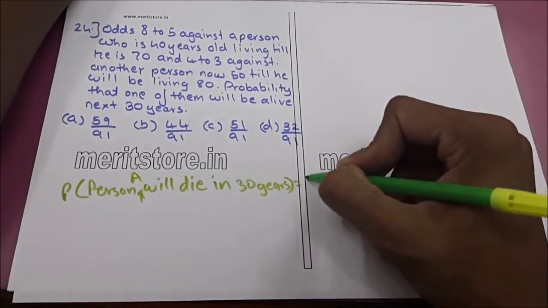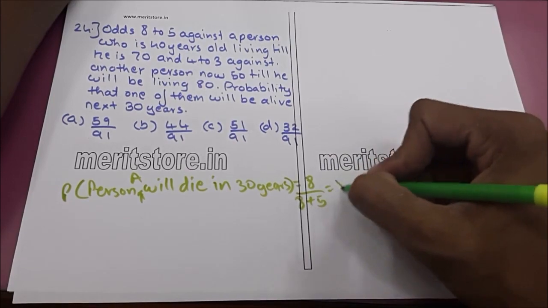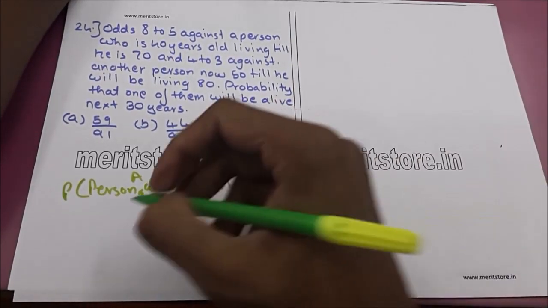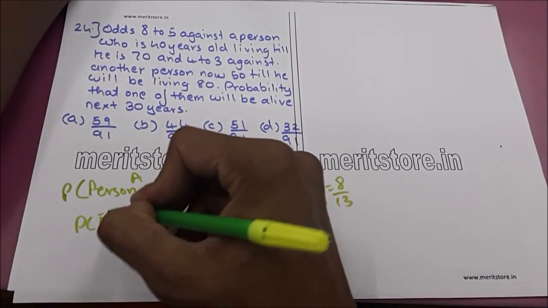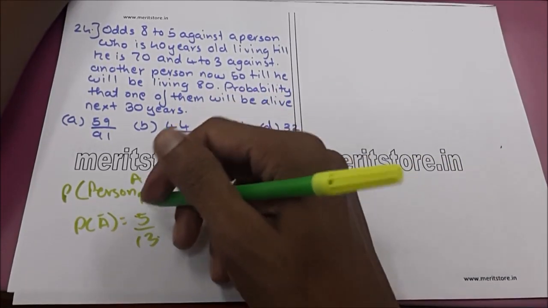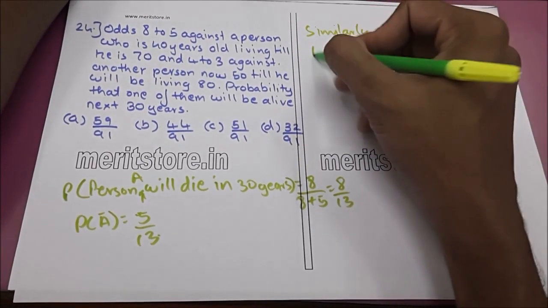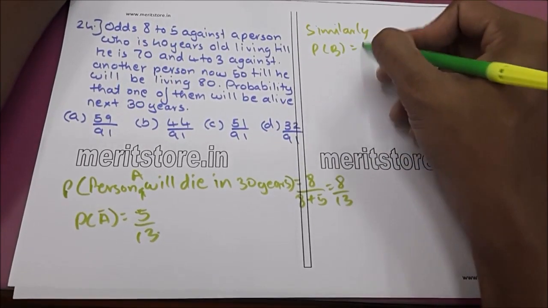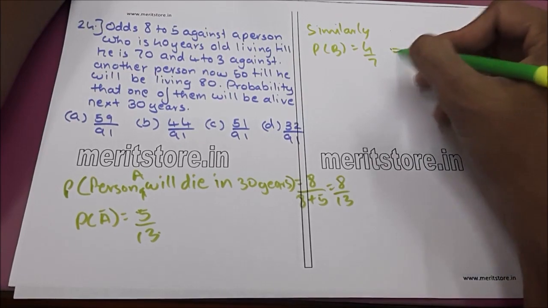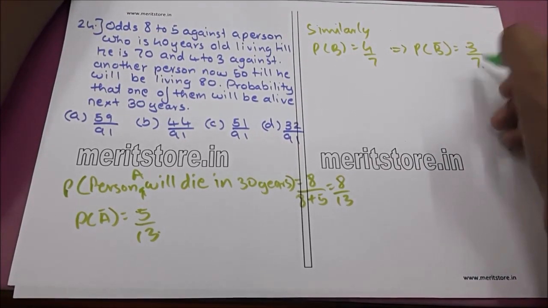That is equal to 8 upon 8 plus 5, which is equal to 8 upon 13. So probability of A bar, that is complement, we get 5 by 13. Similarly, for B, we get 4 by 7. Probability of B bar is equal to 3 by 7.